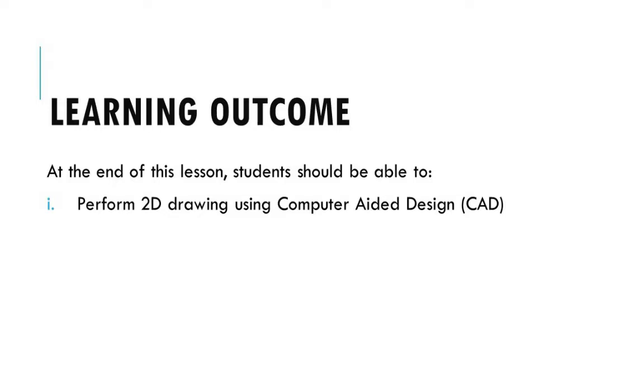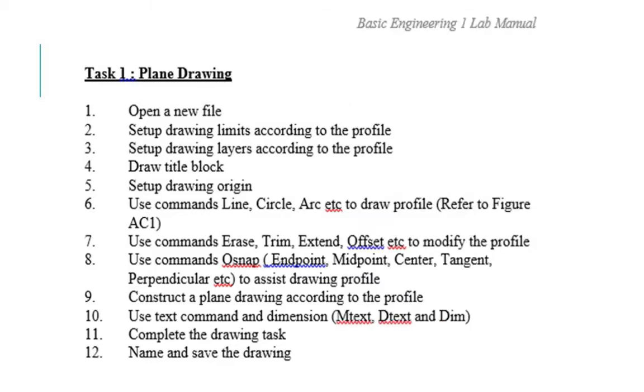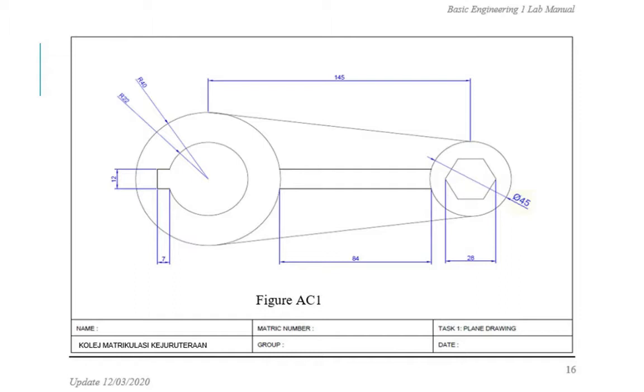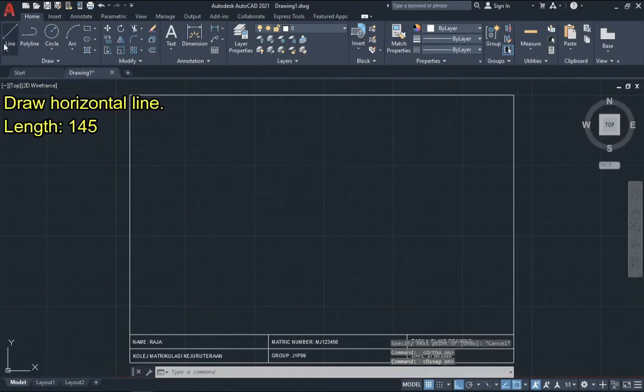Right, so learning outcomes at the end of this lesson, students should be able to perform 2D drawing using AutoCAD. And these are the procedures that we're going to look at. You can refer to this in your Basic Engineering 1 lab manual. And this is the drawing that we would like to have by using AutoCAD. So we have already done the title block. Now we look at how to draw the drawing.